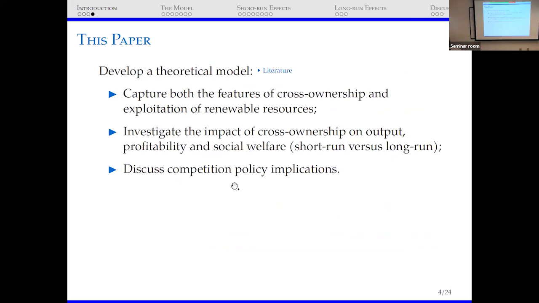So what we are doing in this paper. First, we would like to develop a theoretical model that captures both the features of cross-ownership and exploitation of renewable resources. This is very simple. Cross-ownership, renewable resources, what happens when we have an infinite game, which is possible when we have renewable resources. First, we would like to investigate the impact of this practice on the outputs, for example in fisheries, how many fish we are fishing due to cross ownership. Are we fishing more or less? Also, we're looking at the profitability and social welfare.